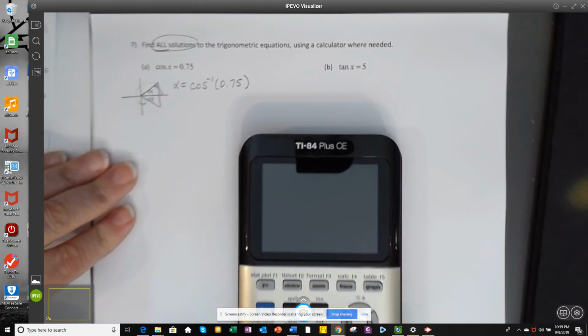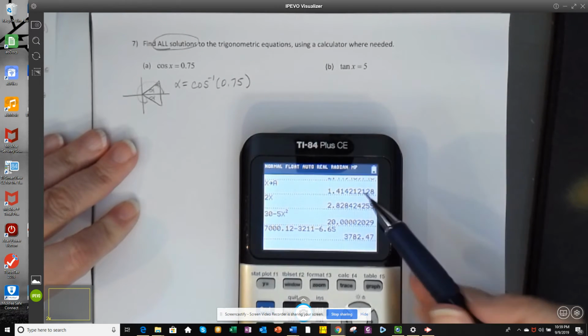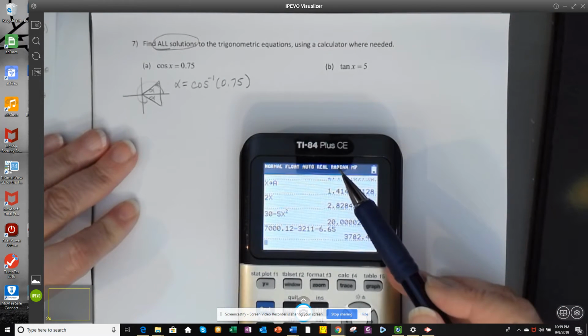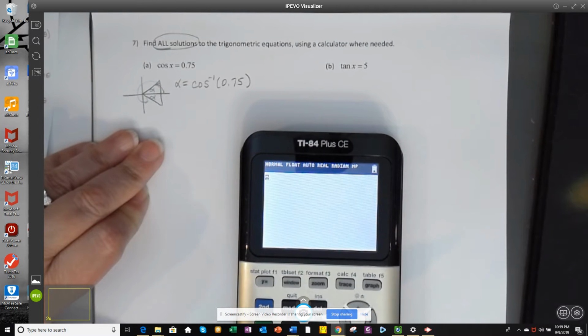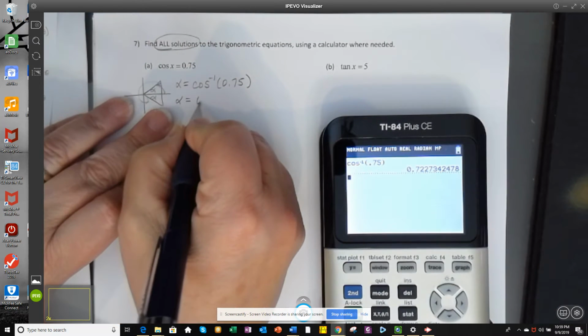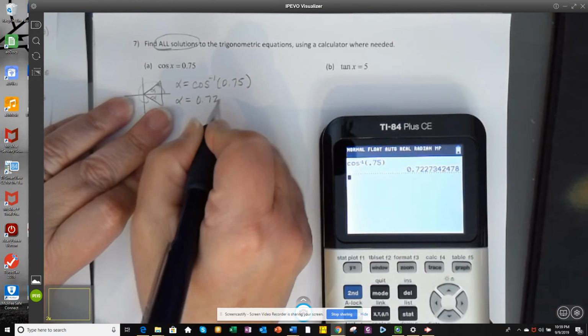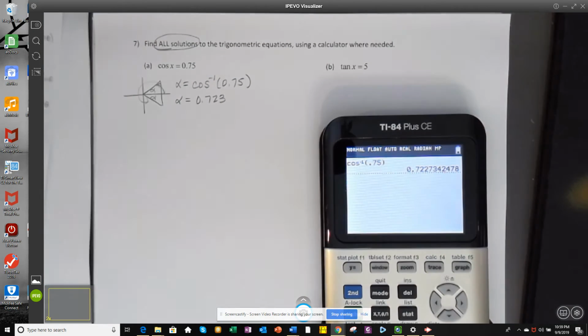All right, so I'm going to turn my calculator on. And I am in radian mode, which is really, really nice. So I'm going to clear this out. I'm going to go second inverse cosine of 0.75. And that's going to give me alpha, which is 0.723. We'll use 3 decimal places for now.